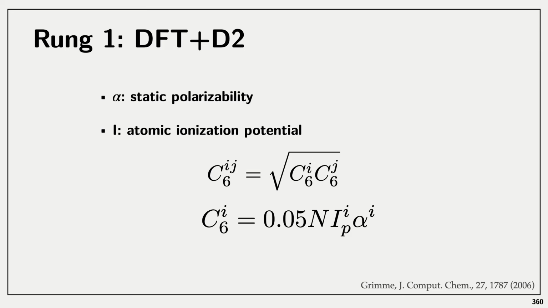So that was DFT plus D2. Now, as I said, it's not perfect because the C6 is completely agnostic about what's going on around it, with the density. I mean, how does that affect the fact that you have an atom in a certain environment? It's completely ignored here, because it's using the intrinsic properties of the atom. So there were improvements on that.